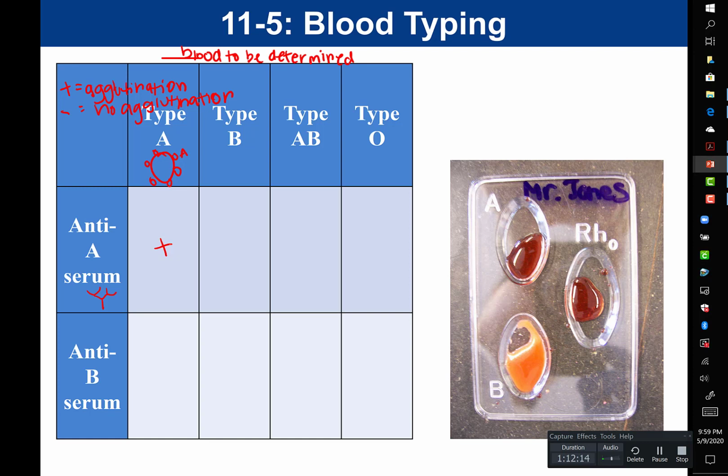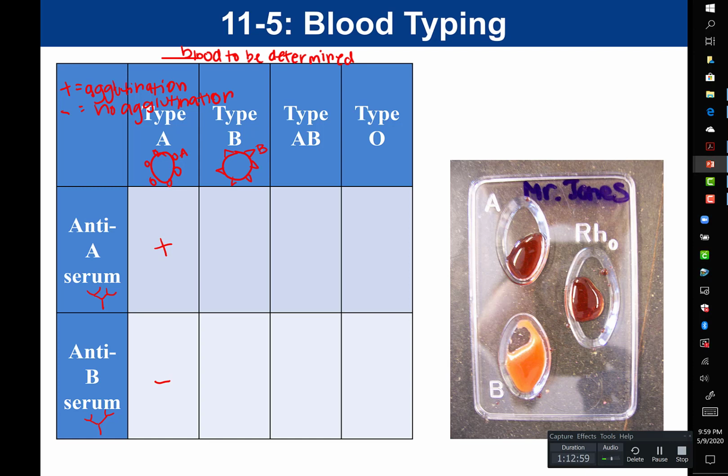Now, if we mix it with anti-B serum, the antibodies look a little bit different. They're not rounded, but instead triangular. Will those anti-B antibodies react with the A carbohydrate? The answer is no. So we get no agglutination. For type B blood, what that means is that they have B carbohydrates, which have a different shape.